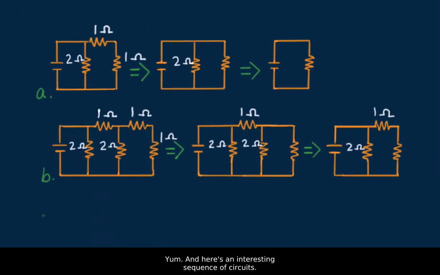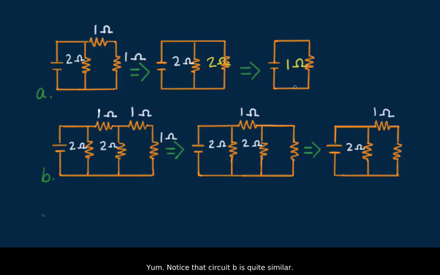Now here's an interesting sequence of circuits. In circuit A, we see 2 1 ohm resistors in series, which together are in parallel with a 2 ohm resistor. So that gives us what? We end up with 1 ohm. So in 2 steps, we see that the equivalent resistance is 1 ohm.